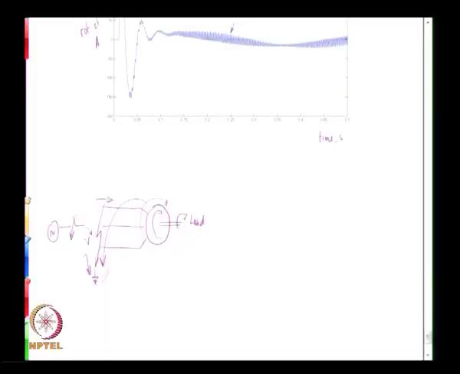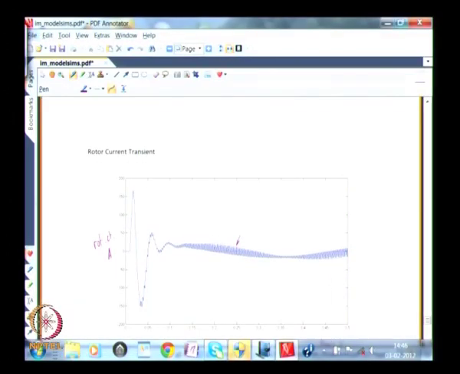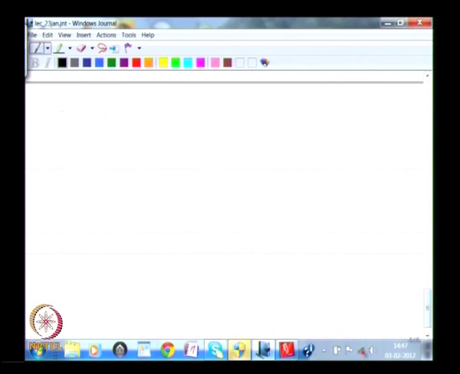So let's stop the induction machine discussion at this point. We have seen applications of machine equations from this side, and the next thing to look at will be the alternator equations. The alternator equations also we had developed, and let us now look at applications of the dynamic equations of the alternator that we have studied.